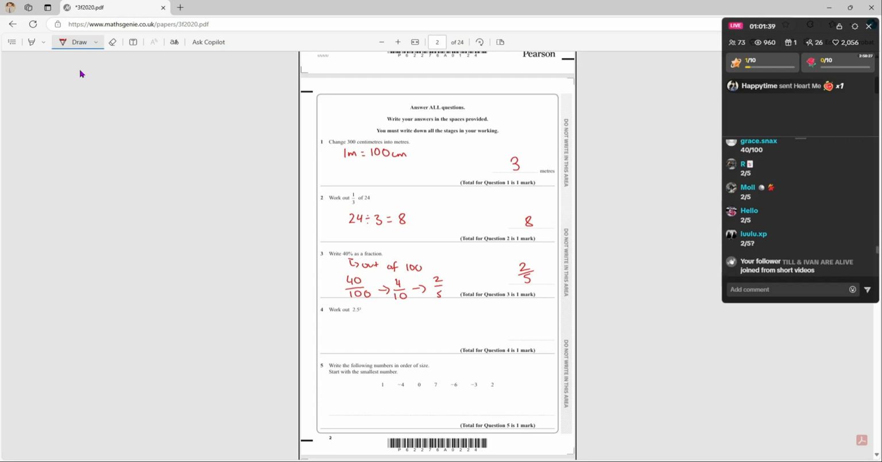Question number 4. We need to work out 2.5 squared. So guys, remember this is paper 3, so you're allowed to use a calculator. If you just type in 2.5 squared in your calculator, you will get an answer of 6.25. So 6.25 will be your answer, guys. Well done.